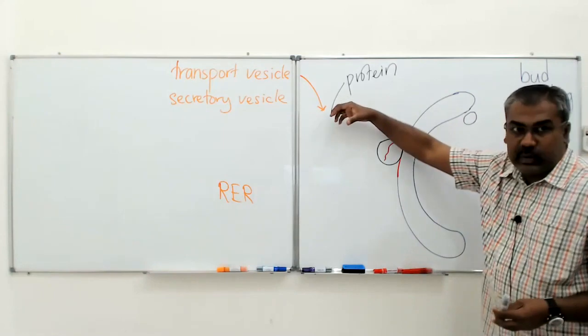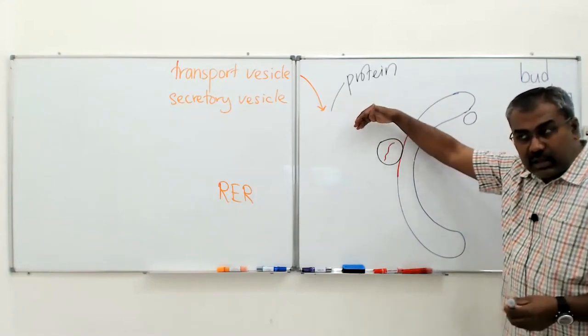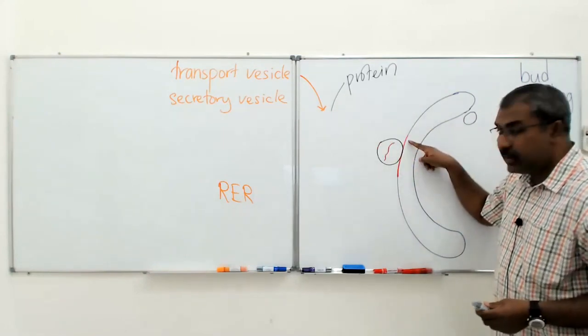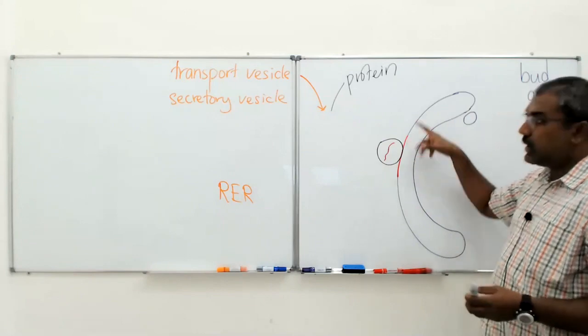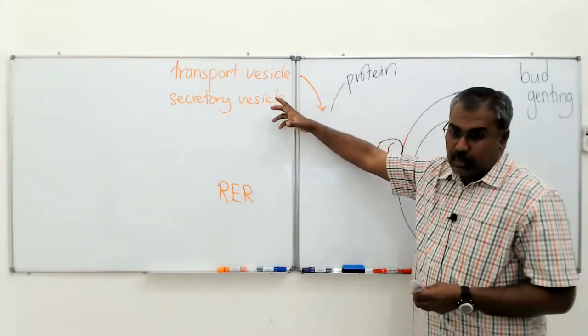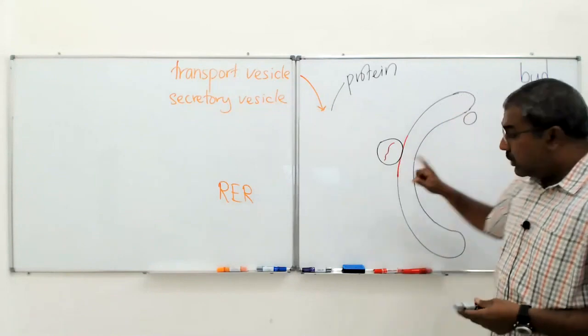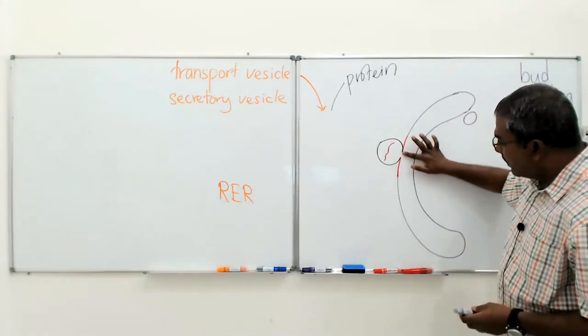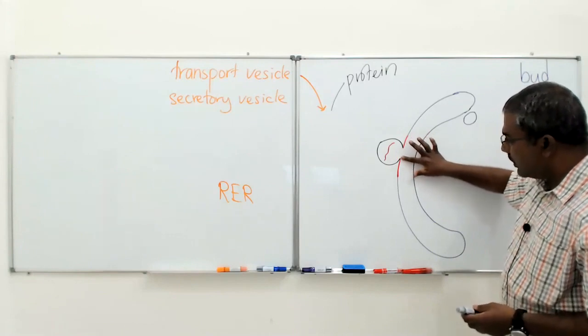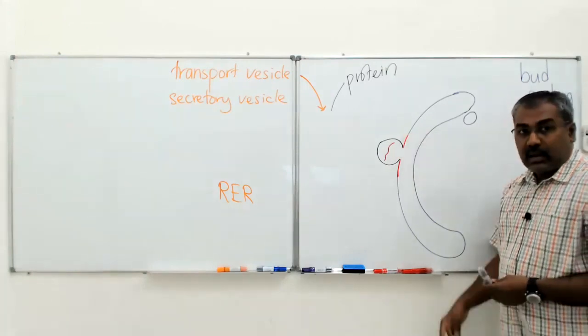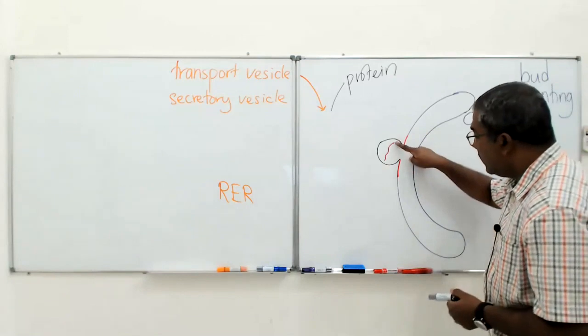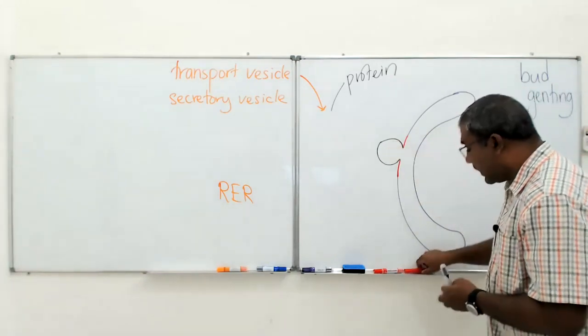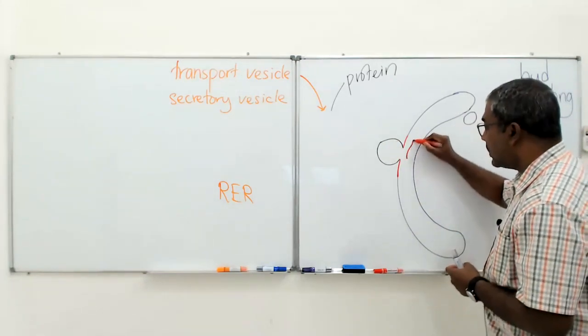So after the transport vesicle moves and fuses in the membrane of the Golgi apparatus, lepas vesicle pengangkut ini bergerak dan bercantum dengan dinding Golgi, membrane ini akan membuka. Selepas cantum, this membrane will open. Lepas open, what happen? This protein ini akan masuk ke dalam Golgi apparatus.